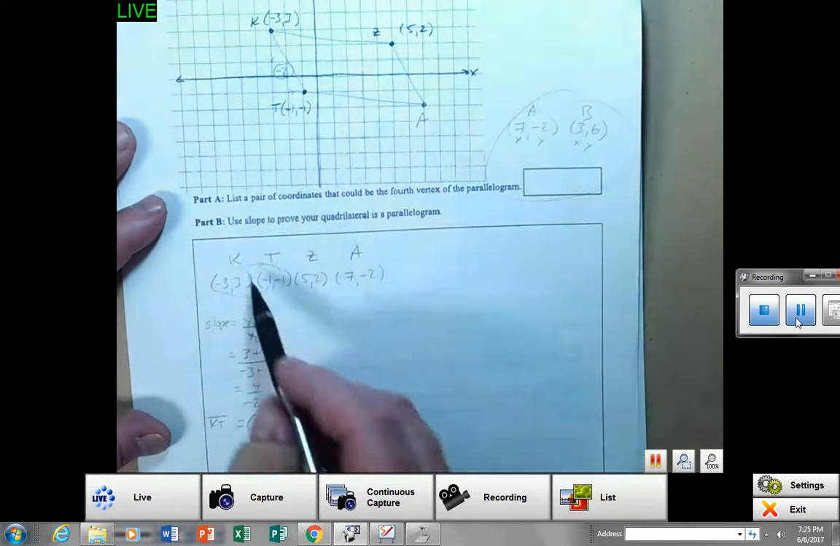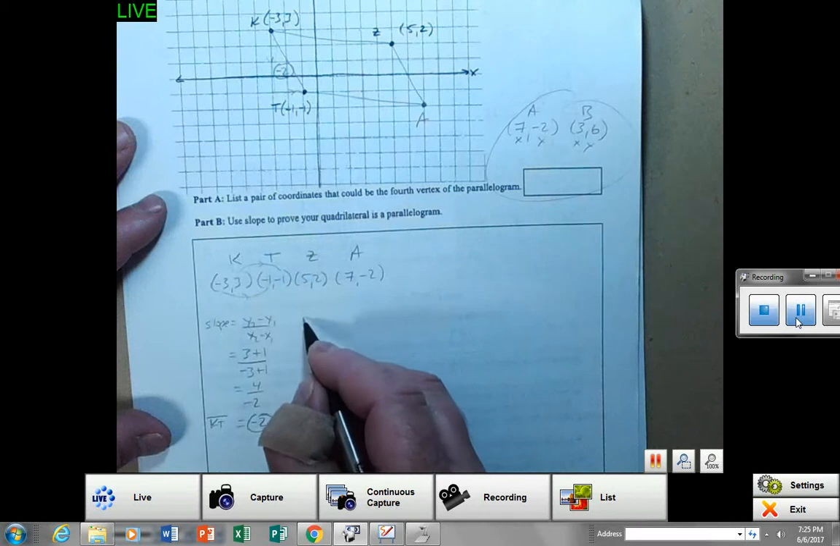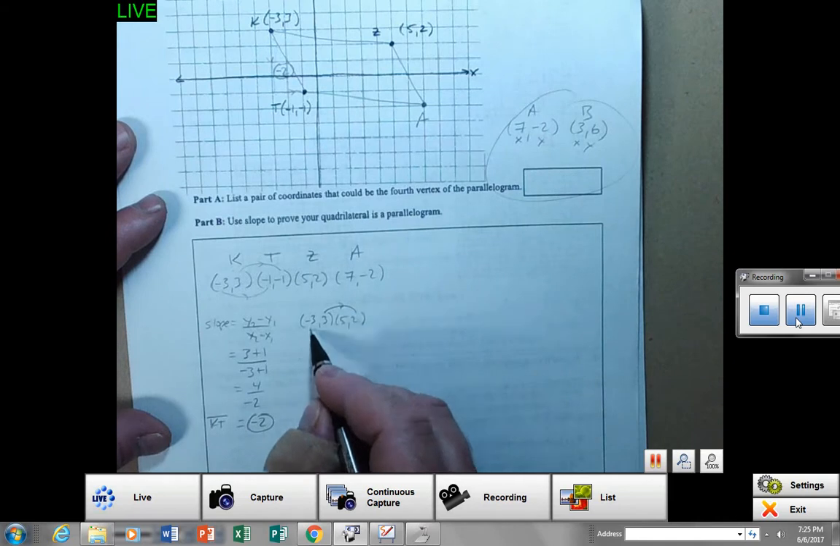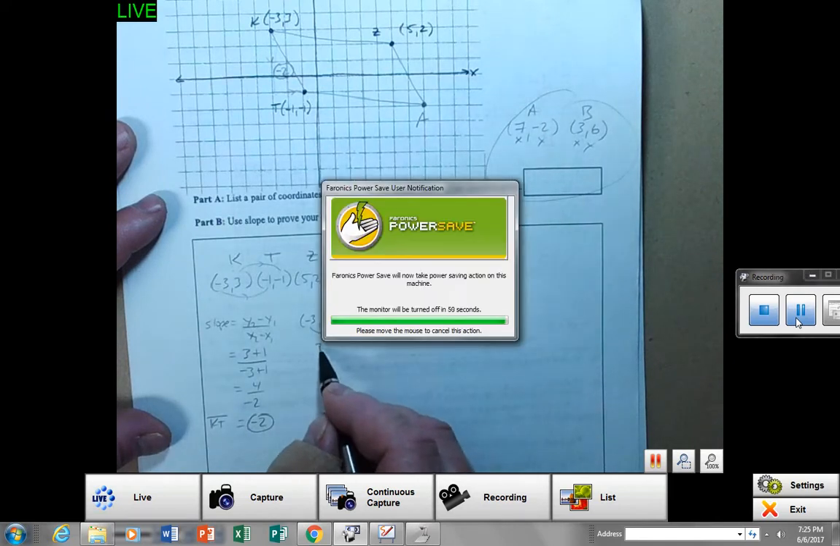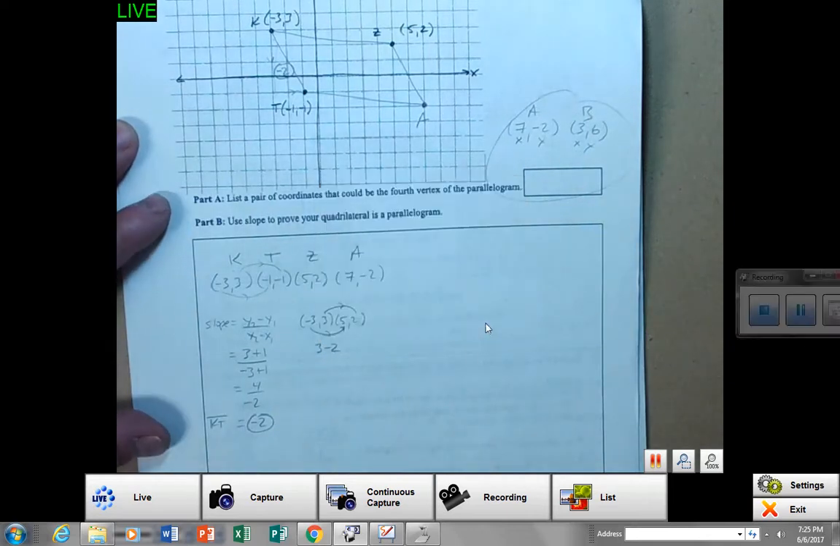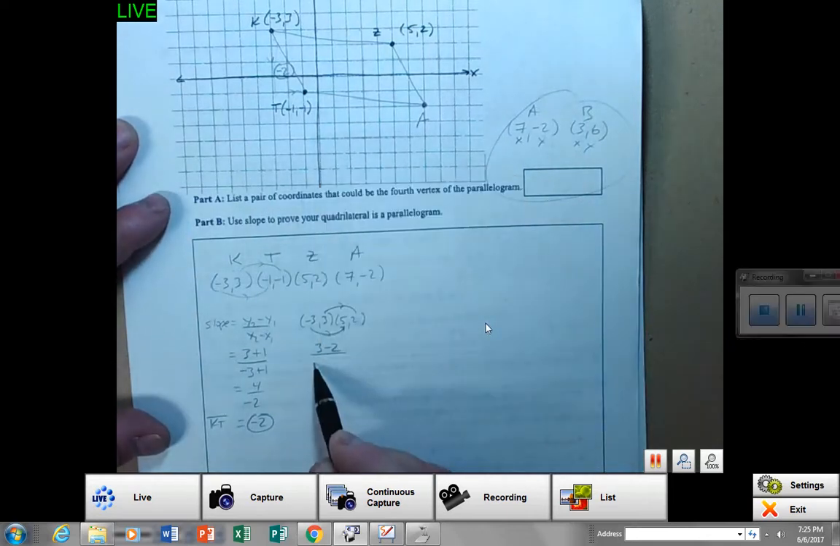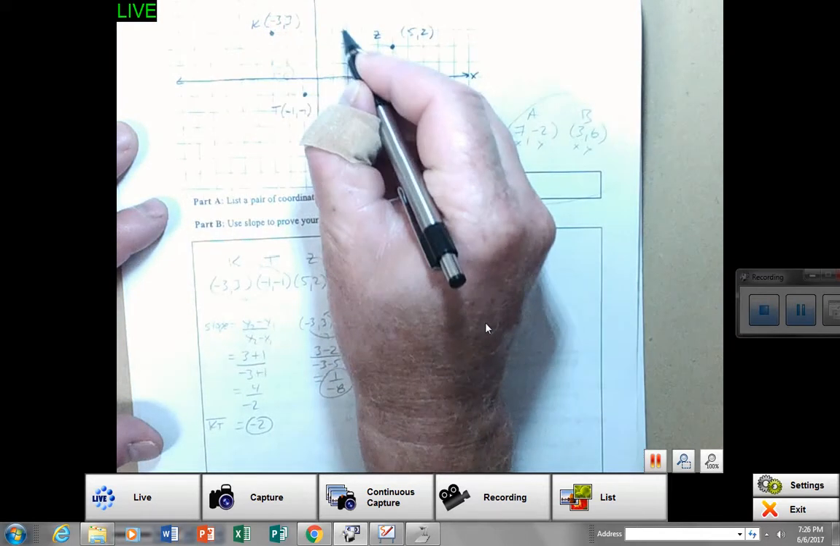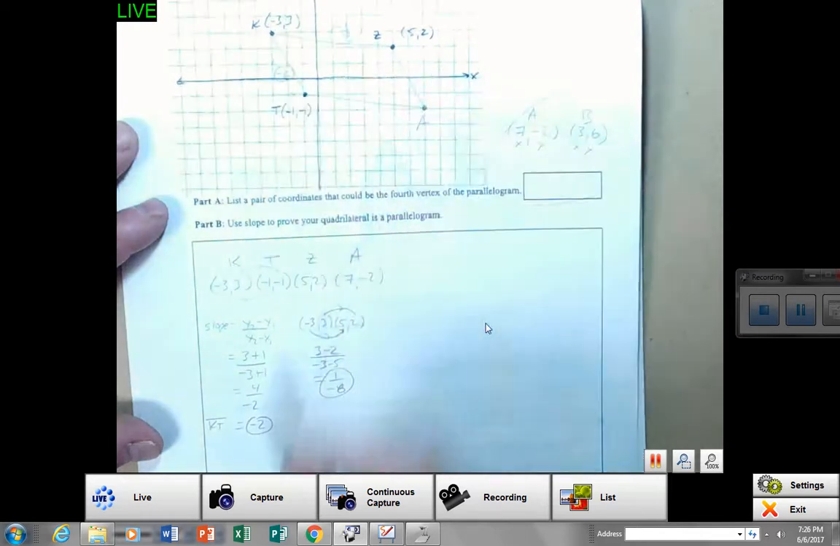So K and Z, you might want to write those points right next to each other so you can see them a little bit more clear. 3 minus 2 over -3 minus 5 gives me 1 over -8. So that is my slope of this section right here. Every time I go over 8, I go down 1.